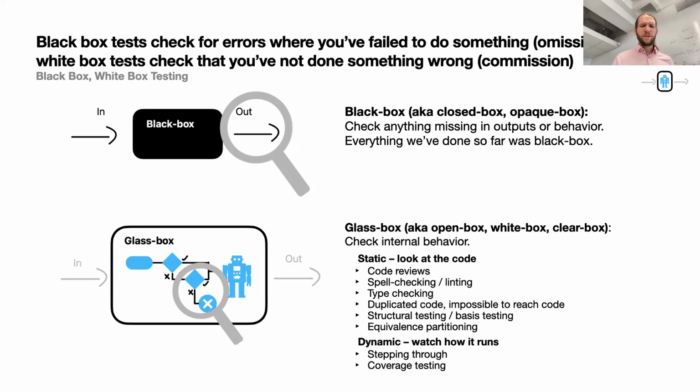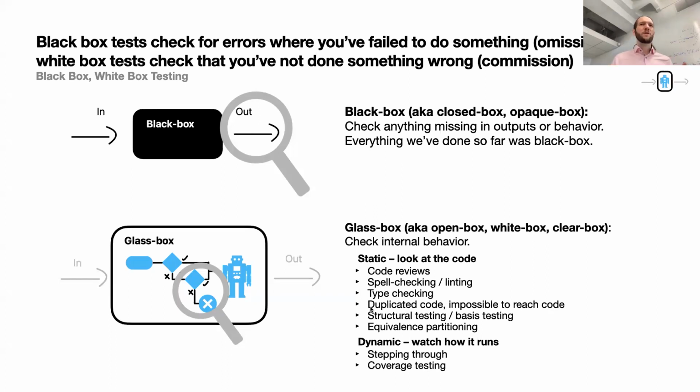And what can we do with these glass box tests? So code reviews are one kind. You might use something like a spell checker or a linter that's going to check your code, check that it's conforming to style guides. They can be a useful thing because you can avoid building in bugs that are just to do with the way that you've typed something. You might have type checking that's checking whether or not you're giving it an integer when it's expecting a float or vice versa. You might also have duplicated code.